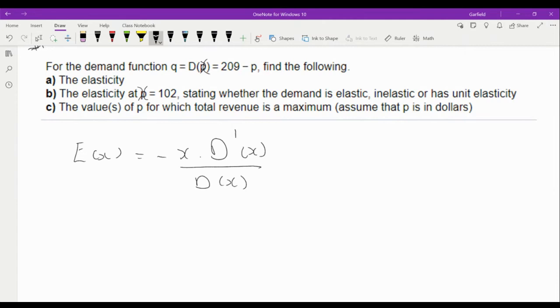Here we go. So we already know some of these quantities. We know x, but we don't know x right now. X is given in part B, but we do know d of x. All we need to find is d prime of x. So d of x is equal to 209 minus p. So d prime of x would be equal to, oh, what would be the derivative of that? Can someone tell me? Is it -1?